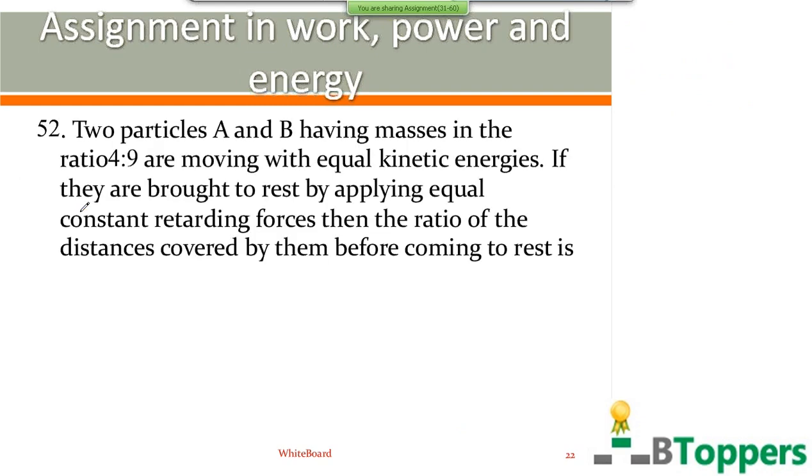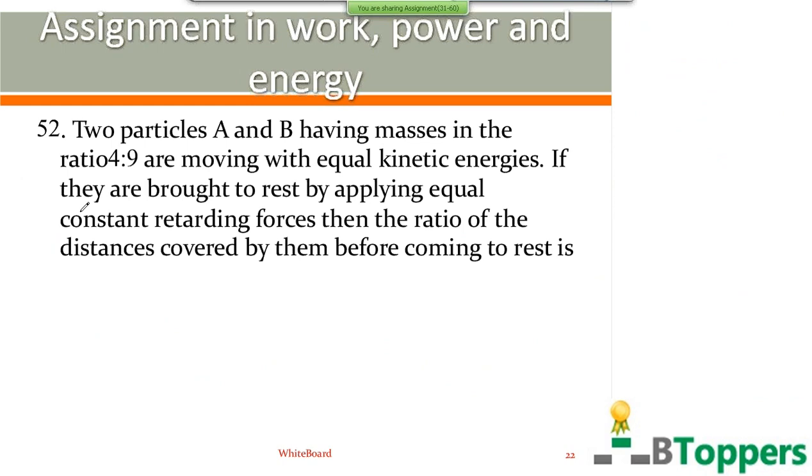Next I am going to discuss the question number 52. Two particles A and B having masses in the ratio 4:9 are moving with equal kinetic energies. If they are brought to rest by applying equal constant retarding forces, the ratio of distances covered by them before coming to rest is. Actually, this part I have discussed in one of the special cases earlier.